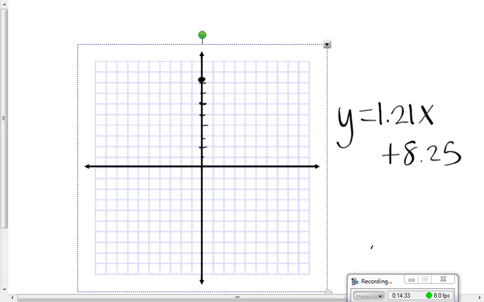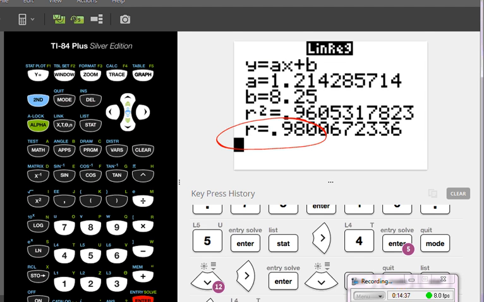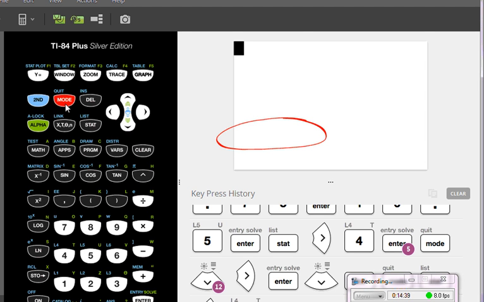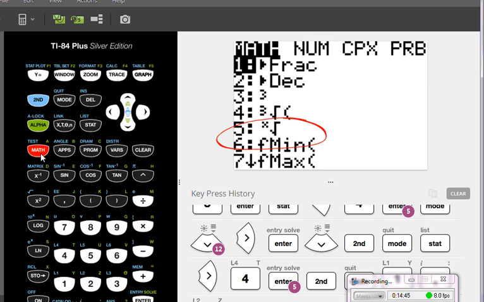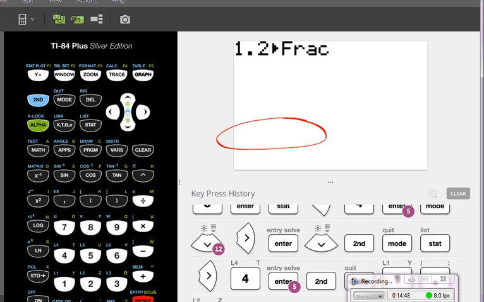Now 1.21. I don't like that. I'm going to make it a fraction, okay? Let's get out of here. Okay. And I'm going to just put in 1.2. It's going to be very approximate anyway. And I'm going to hit math, enter, enter. See if I can get a nice little fraction out of that. You going to give me a nice fraction? There we go, 6 over 5.